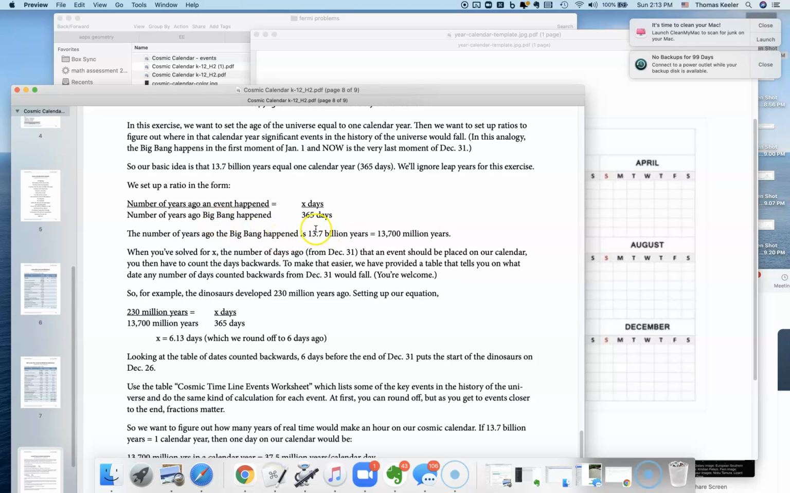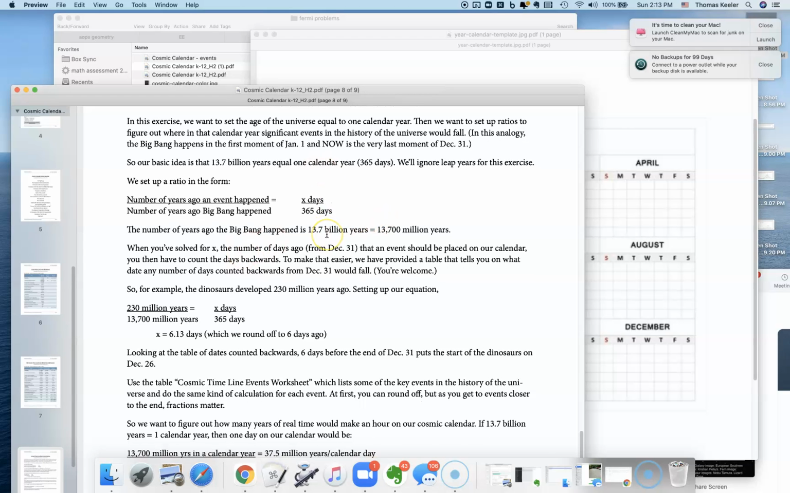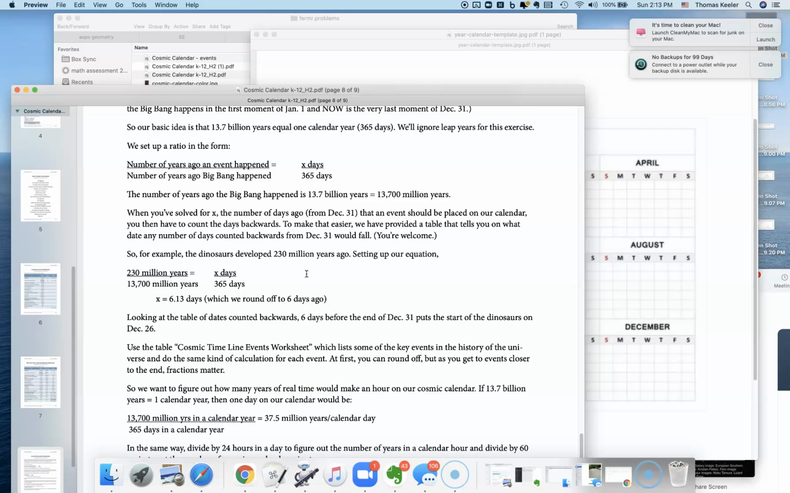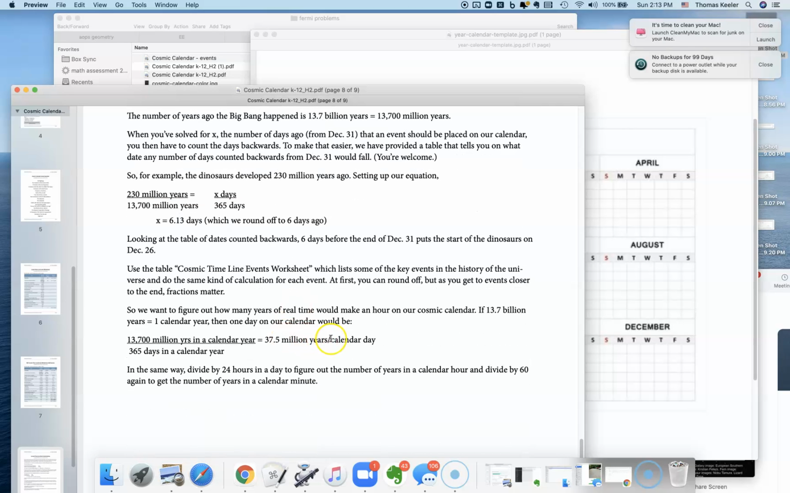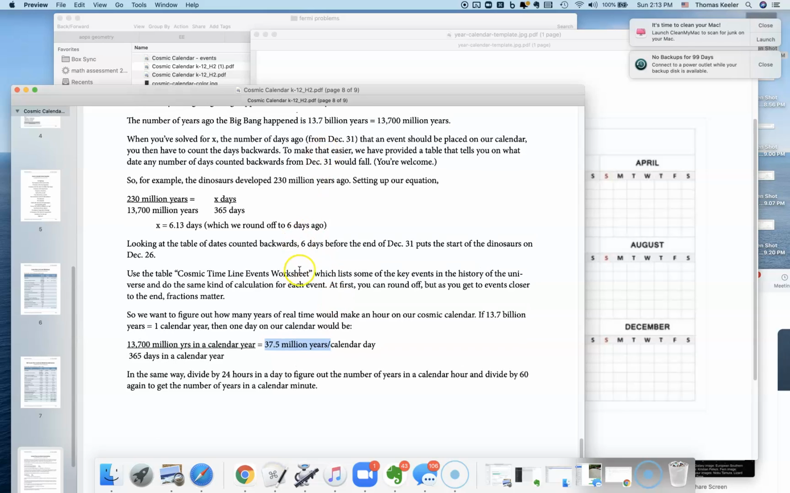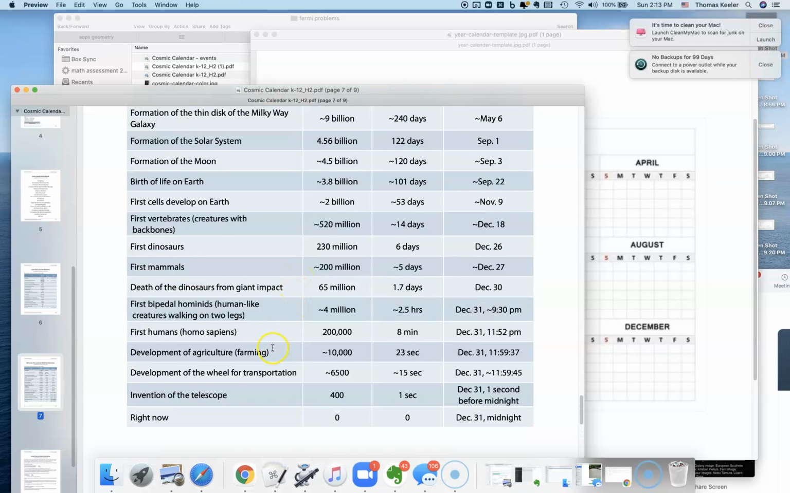The other thing you could do is you could just go by month, right? And you could say, here we are, and 12 months, 13 billion years, about 1.1 billion years per month. So you could do that. Or, and you look here, it's 37 million years per calendar day. Well, that tells you something, right? So what if something happened within the last 37.5 million years? Then you're going to have to squeeze it into that last day of the calendar. And you're going to see that a lot of events happened really within the last billion years that we want to put on the timeline.